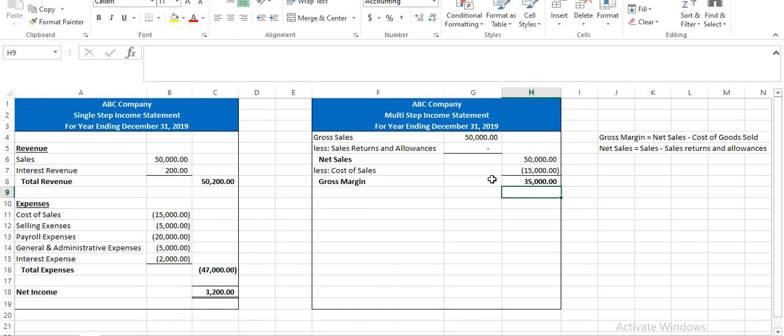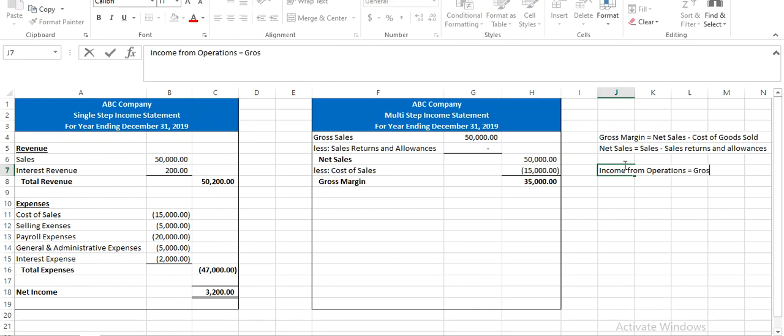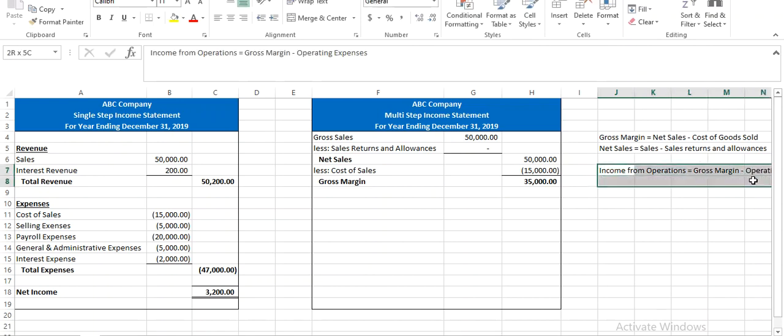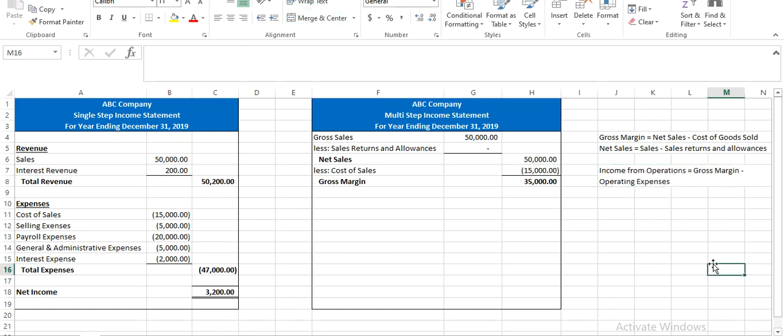Step 2 involves taking a look at the income from operations, which, let's put this here, income from operations, which is essentially just our gross margin minus our operating expenses. Let me do it so it all fits on this one page for you. So gross margin minus operating expenses is our income from operations.